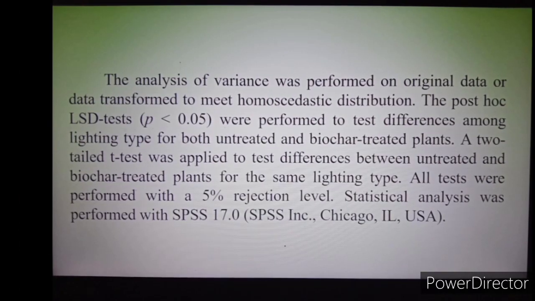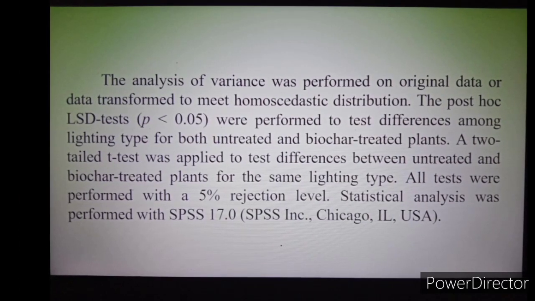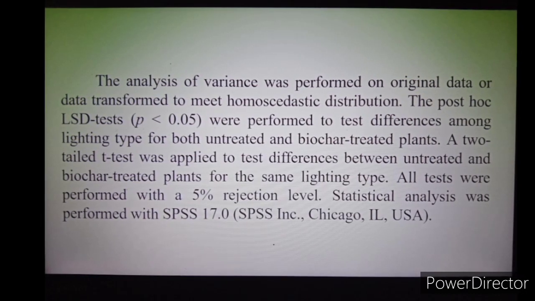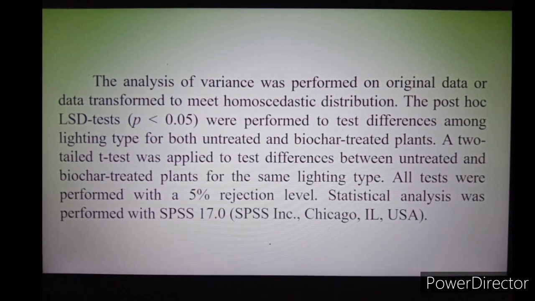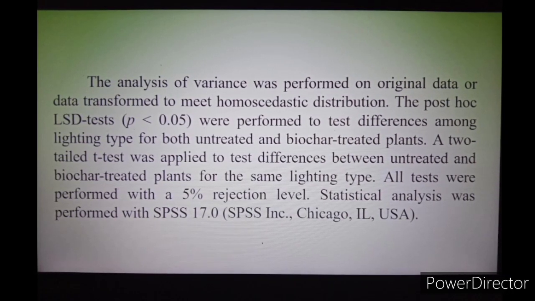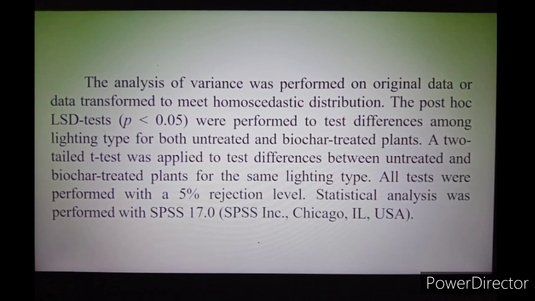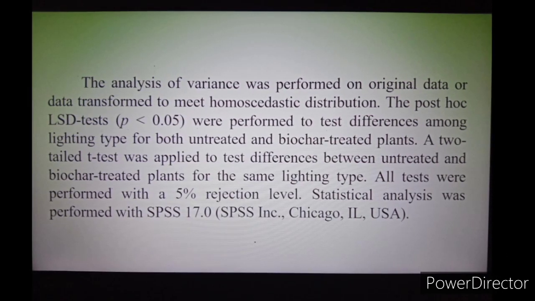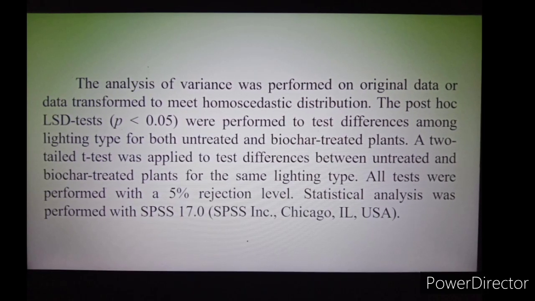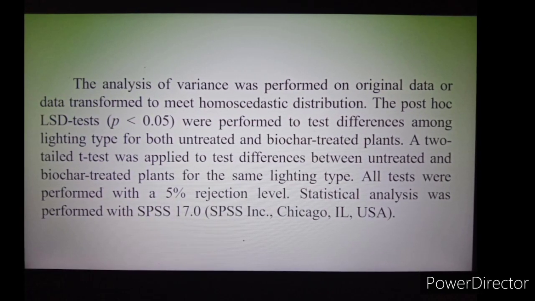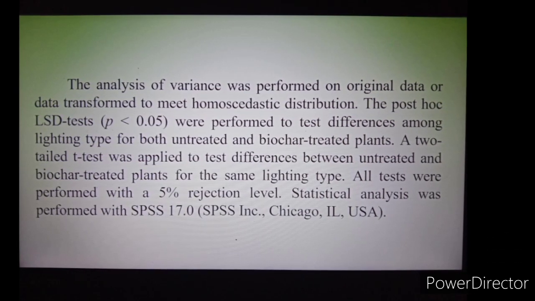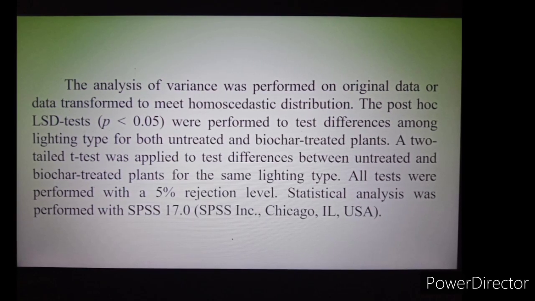The analysis of variance was performed on original data or data transformed to meet homoscedastic distribution. The post-hoc LSD test, P greater than 0.05, was performed to test differences among lighting type for both untreated and biochar-treated plants. A two-tailed test was applied to test differences between untreated and biochar-treated plants for the same lighting type. All tests were performed with a 5% rejection level.